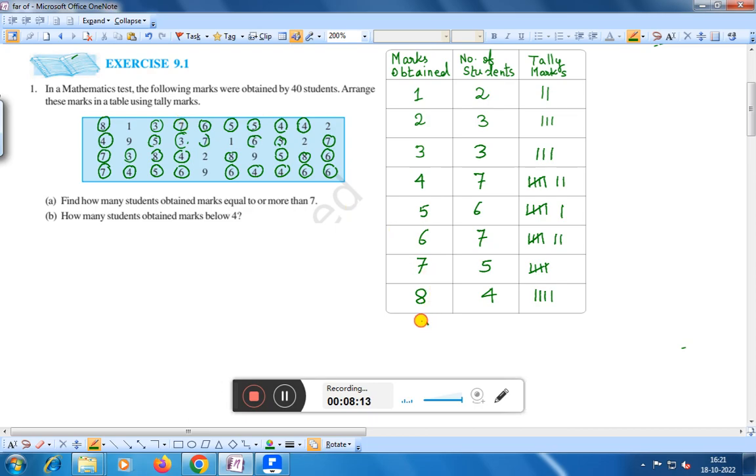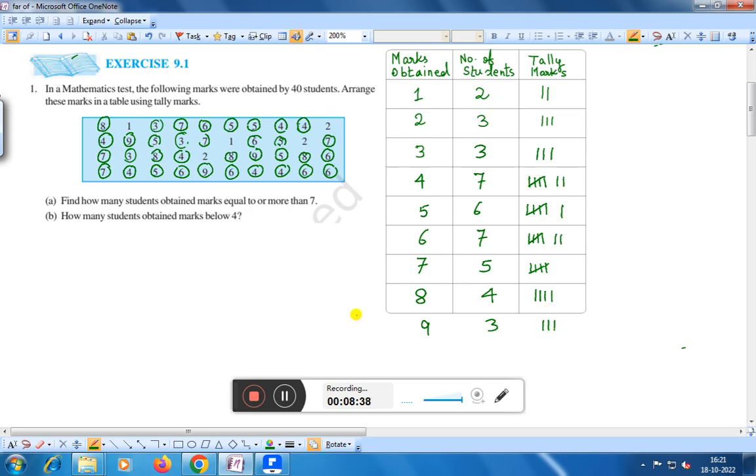Next one is 9. How many students you see? 9 is first row, second row 9. 1, 2 and 3. Right? That is 3. That is 1, 2, 3.